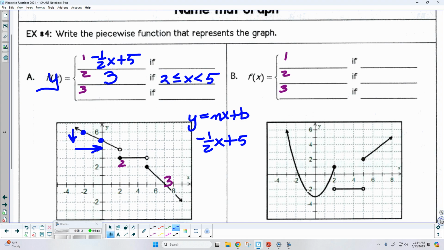Now, if I were to draw the entire line, that is the function that I just wrote. So you need to write the function for the entire equation, but you're going to restrict it based on its subdomain. Now, this line here, where does it exist?